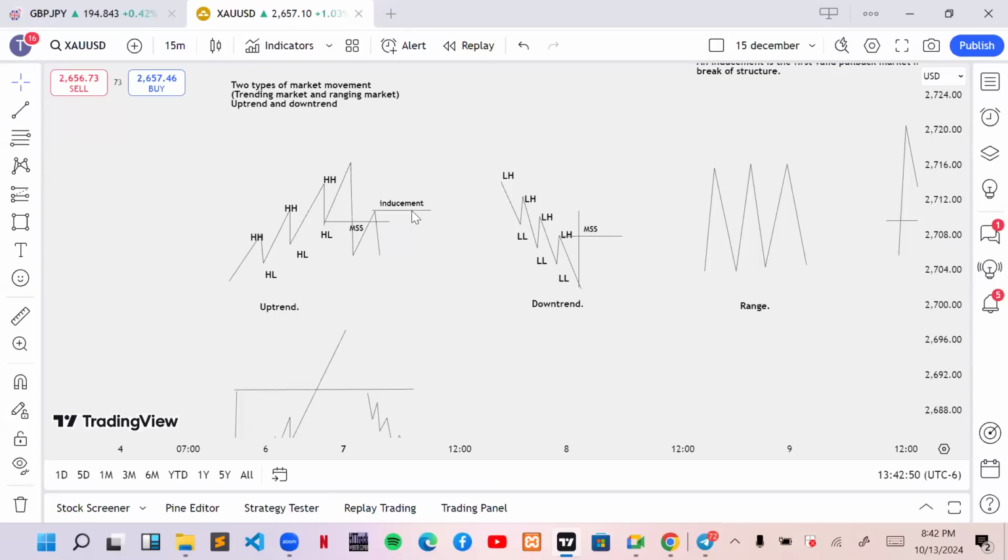For the inducement, it can be multiple candles. It does not have to be one single candle. You just have to mark the one that looks cleanest to you, provided that all the rest of them are in the same zone and in the same environment.